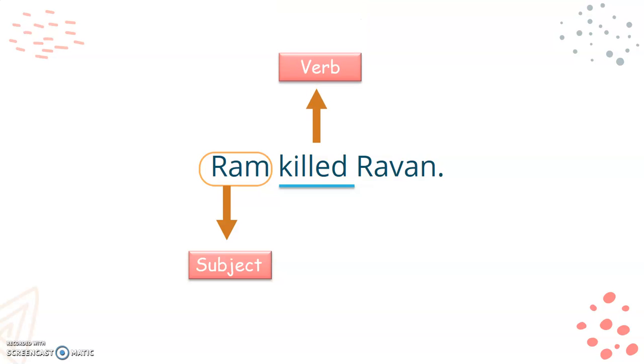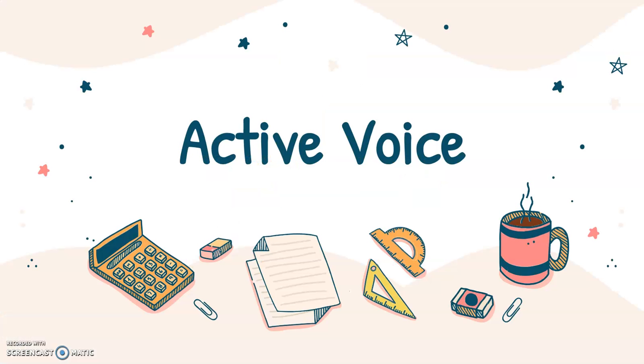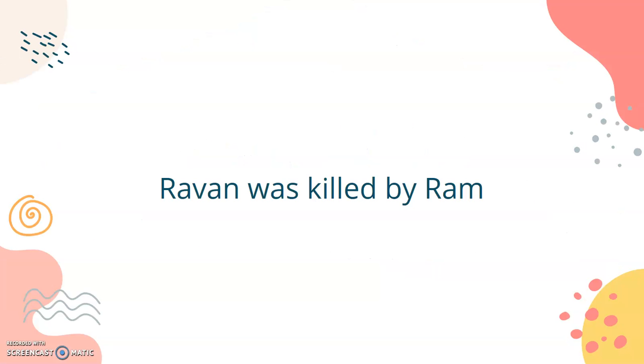And what is an object? Object is Ravan. Okay, why is an object? Because an action is being performed on him. So Ravan is said to be an object. So this is a format or a structure of a sentence, that is subject, verb, and object. And here you will find the verb, that is killed, is active, and so it is called active voice.